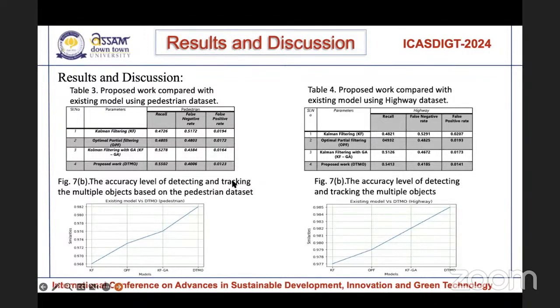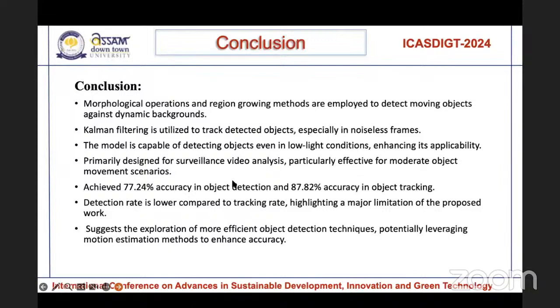Moving on with the conclusion of the paper, morphological operation and region growing methods are employed to detect objects against dynamic background, and Kalman filtering is utilized to track and detect objects, especially in noiseless frames. The model is capable of detecting objects even in low light conditions, and its applicability, primarily the design for surveillance video analysis, is particularly effective for moderate object movement scenarios.